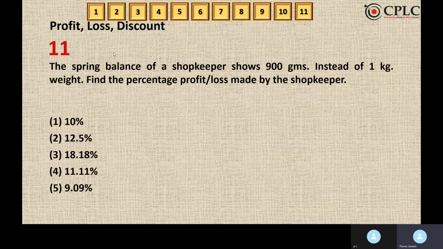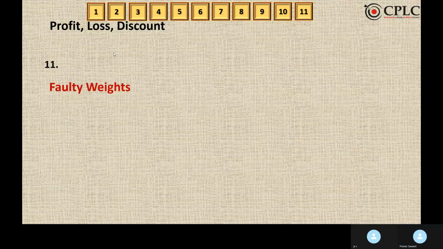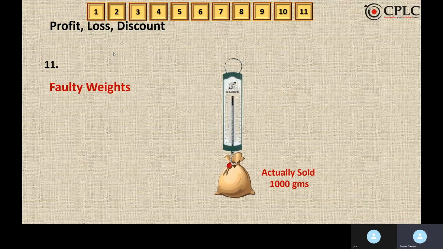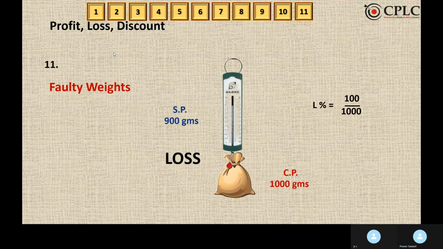The spring balance of a shopkeeper shows 900 grams weight instead of 1 kg. Find the percentage profit or loss made by the shopkeeper. Over here, the actually sold part is 1000 and displayed value is 900. Actually sold is cost price and displayed value is selling price. So it's a loss. It's a loss of 100 rupees. By applying the loss percent formula, we'll get the loss percent, that is 100 upon 1000 into 100. So it's 10% loss.